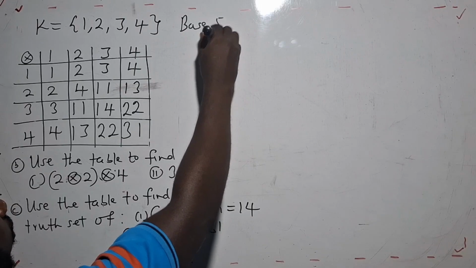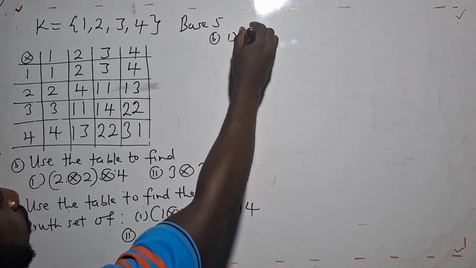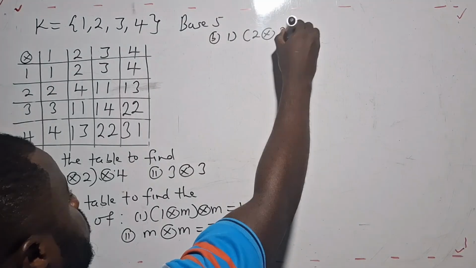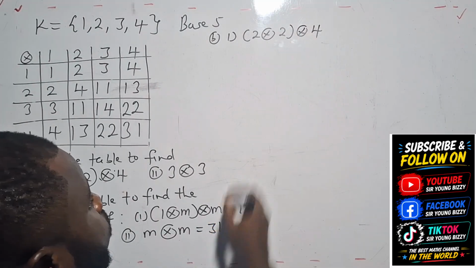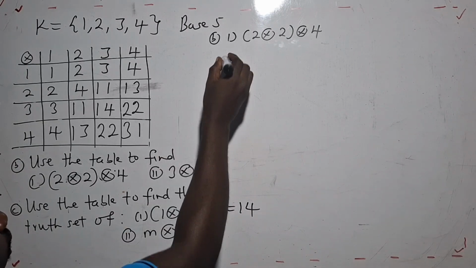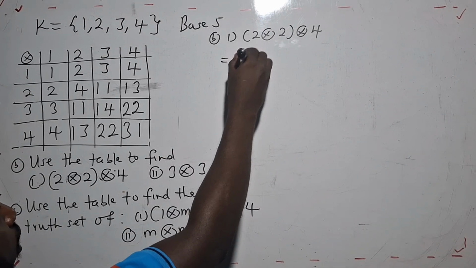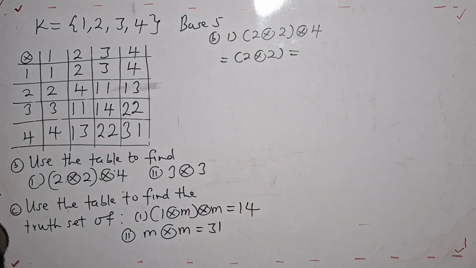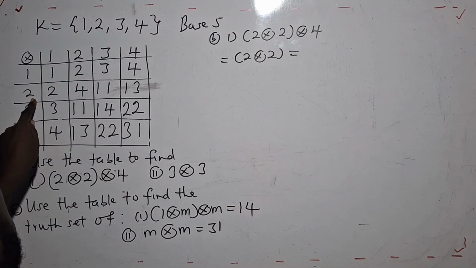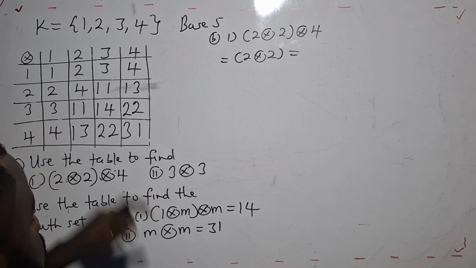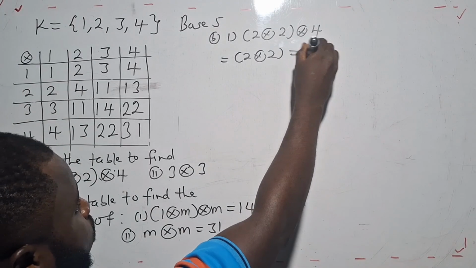So the B(i): (2 times 2) times 4. Now let's solve this. According to the table, bracket first. So 2 times 2 according to the table is what? It's 4. 2 times 2 is 4. So this has given us 4.